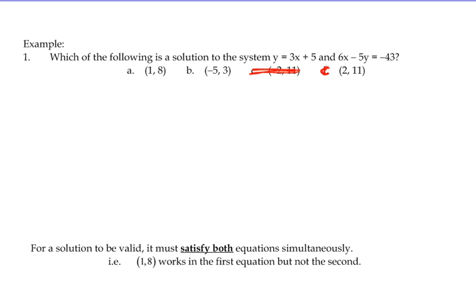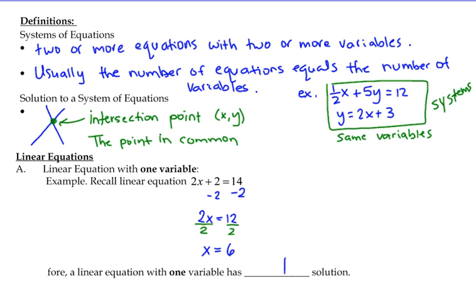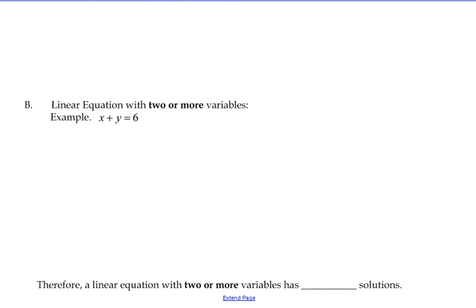Okay, so we want to find... sorry, did I miss something? Oh, yeah, I did. Okay, there it is. Linear equation with 2 or more variables. Example, x plus y equals 6. How many solutions is that going to have?